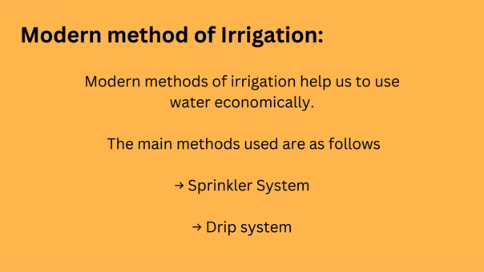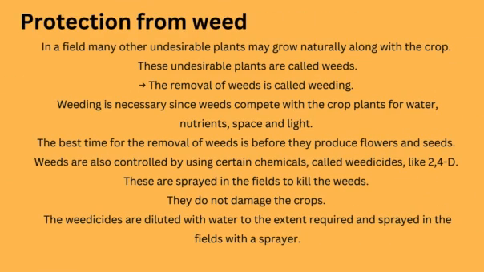Let's discuss protection from weeds. In a field, many other undesirable plants may grow naturally along with the crops. These undesirable plants are called weeds. The removal of weeds is called weeding. Weeding is necessary since weeds compete with the crop plant for water, nutrients, space, and light. The best time for the removal of weeds is before they produce flowers and seeds.